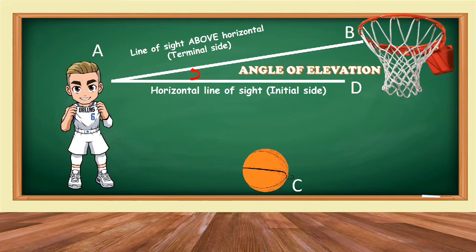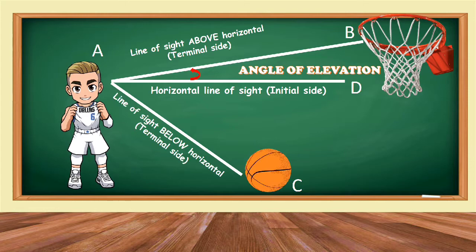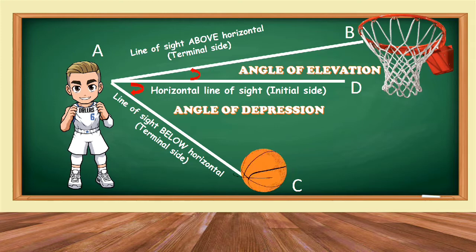Next, the line from point A towards point C is the line of sight below horizontal. The angle formed between line segment AD and line segment AC is what you call the angle of depression.